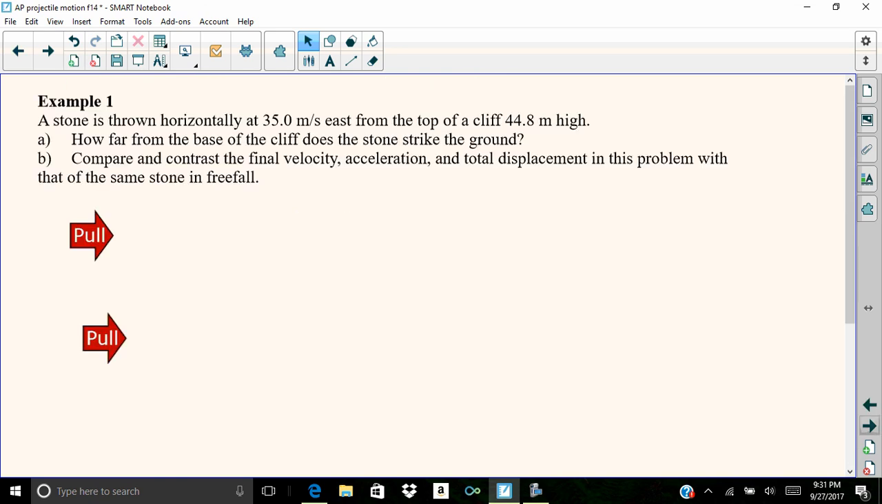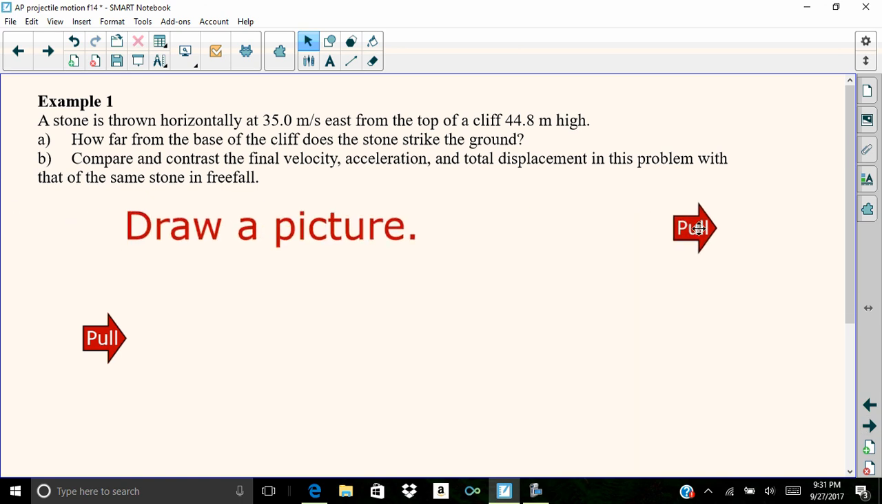A stone is thrown horizontally at 35.0 meters per second east from the top of a cliff 44.8 meters high. How far from the base of the cliff does the stone strike the ground? Compare and contrast the final velocity, acceleration, and total displacement in this problem with that of the same stone in free fall. Okay, so the first thing we want to do is draw our picture.